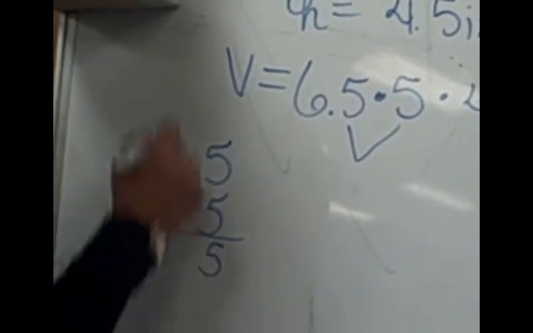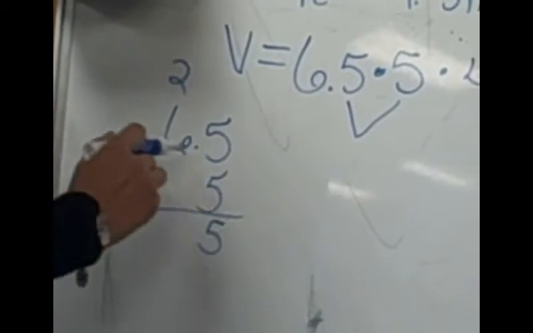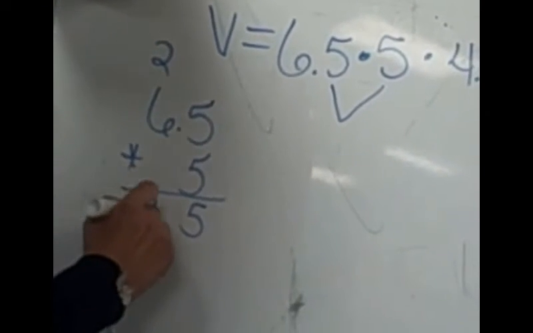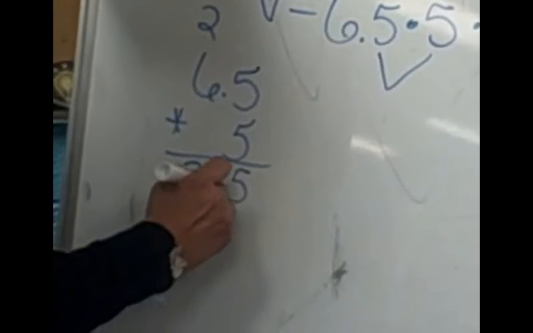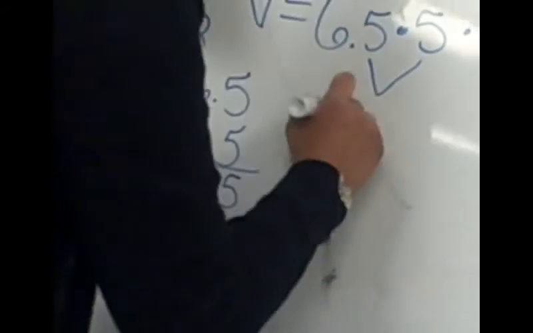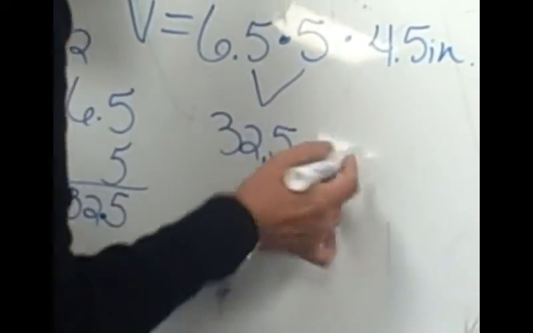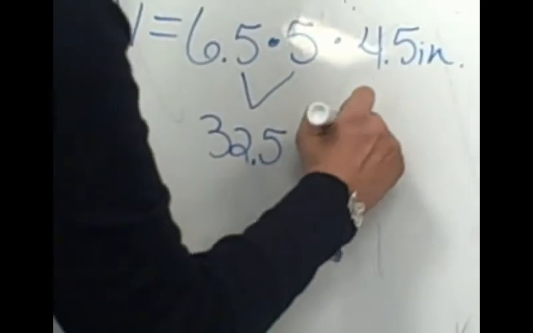5 times 5 is 25, carry my 2. 6 times 5 is 30, plus 2, 32, and we have one number behind the decimal. So take this number, multiply it times 4.5.